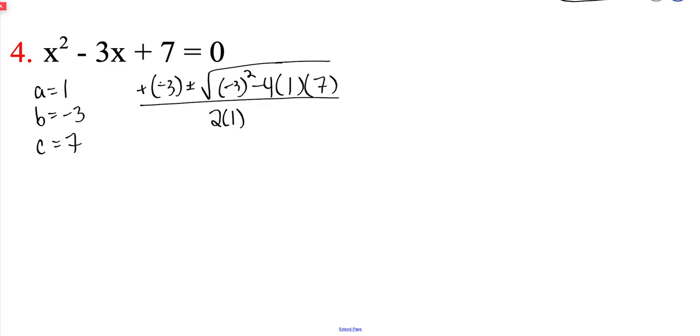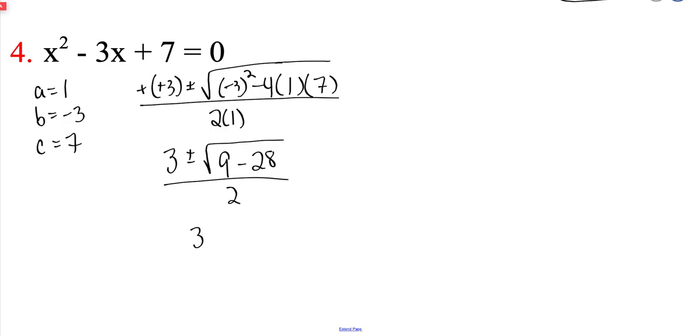And reduce things down. So double negative gets me a positive 3 plus or minus the square root. That's going to be a 9. And we'll have a positive there, or excuse me, a negative. We have a negative times a positive, so it'll be a minus 28. And then over a 2.